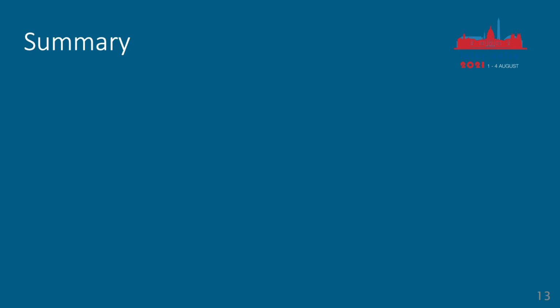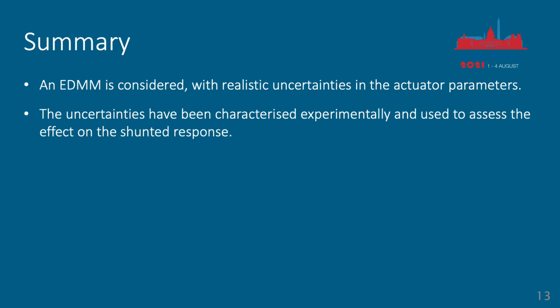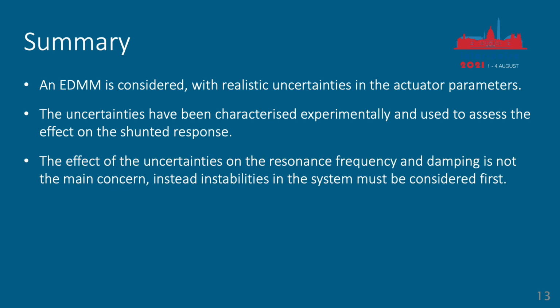So to summarise, we have considered an electrodynamic metamaterial where low-cost inertial actuators are used as tunable locally resonant substructures. The tuning is achieved using a shunt impedance, and the realistic uncertainties in the actuator parameters are considered rather than requiring accurate parameterization of a large number of devices. In order to assess the effect of the realistic uncertainties on the shunted response, they are first characterized experimentally. Analyzing the effect on the response, it is clear that the primary concern is avoiding instabilities in the system, which could cause damage to the system or excessive vibration in the structure.